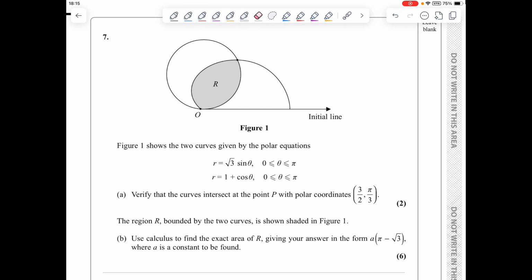For part B, I need to find the shaded region. Let's start by labeling the two curves as C1, C2. C1 is the circle, C2 is the cardioid, and if I join the point of intersection to O, I split up R into two regions. Now R1 is bounded by the blue line and C1, while R2 is bounded by C2 and the blue line. So I'll use two separate integrations to find two regions and then add them together.